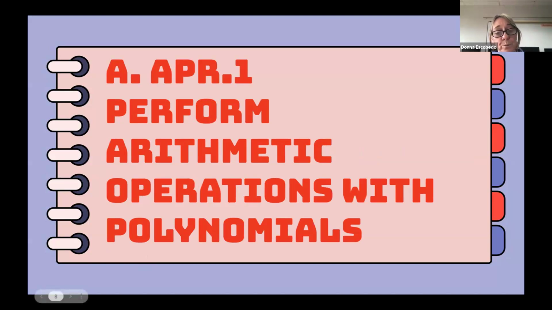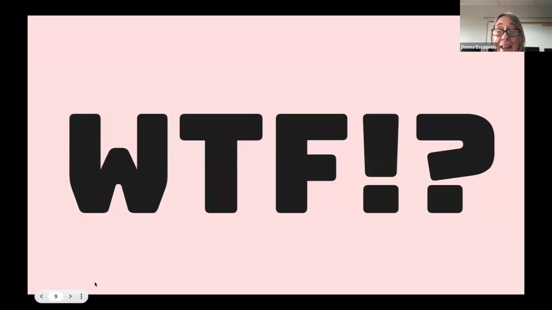The language from the blue book, though, I have to read because it's long. Understand that polynomials form a system analogous to the integers, namely they are closed under the operations of addition, subtraction, and multiplication. Add, subtract, and multiply polynomials. When I hear all that language, sometimes I don't know what to do because it's complicated language. So I had to start somewhere.